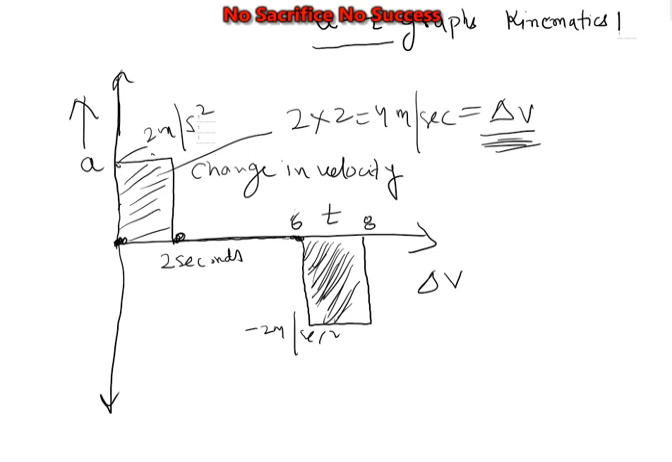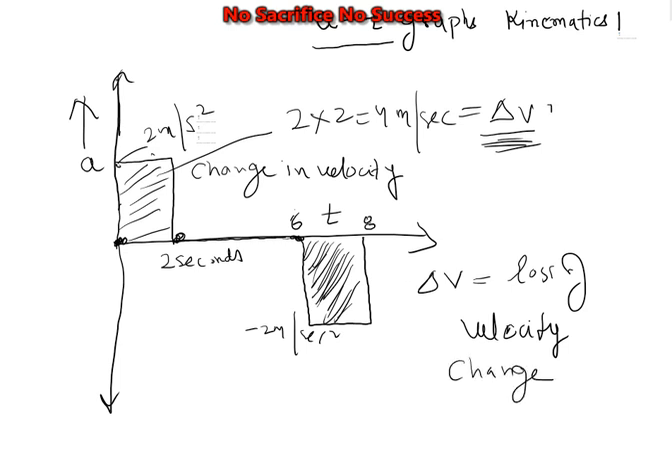So if you are in the fourth quadrant and you calculate delta V with the help of the area under the curve of the AT graph, you will get a loss of velocity, right? And which is also a change, right? So this is also a change in velocity, but it's a loss. But here it is the change in velocity, but it's a gain in velocity.